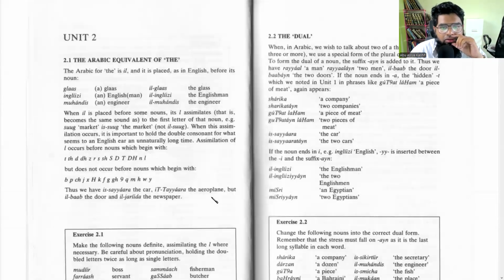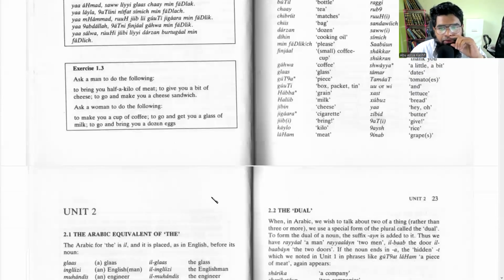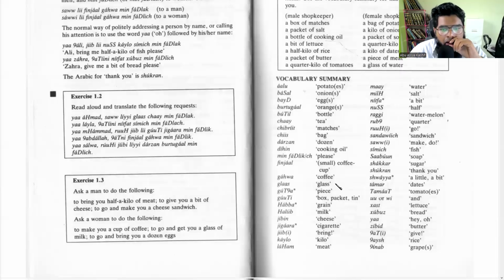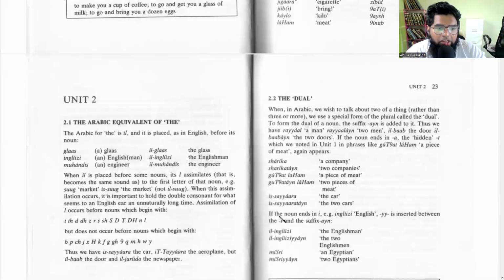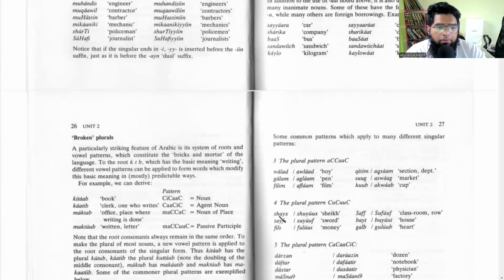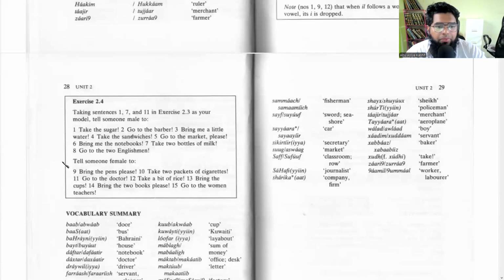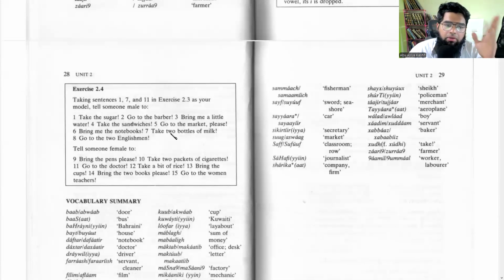Let's see. What was bottle? Butil. Where's bottle here? Butil, yeah. And where's milk? Because I'm mixing fusha in my brain. Milk? Oh, halib. Not laban. Halib. Okay. Take 2 bottles of milk.